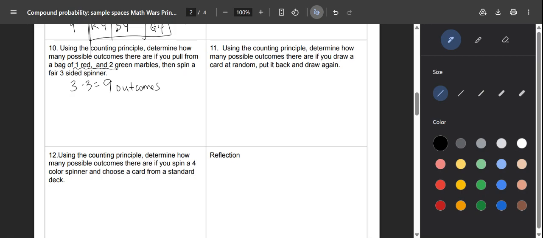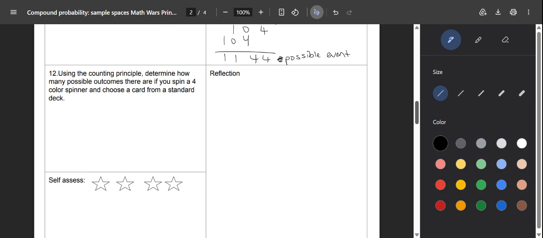Using the counting principle, determine how many possible outcomes there are if you draw a card at random, put it back, and draw again. So when I draw a card the first time, that's 52 cards. I'm going to put it back in the deck, so I still have 52 in the deck. So I'm going to multiply those. I have 2,704 possible events. Again, could I list them all? Yes, but we do not have time to list that many possible events in my sample space.